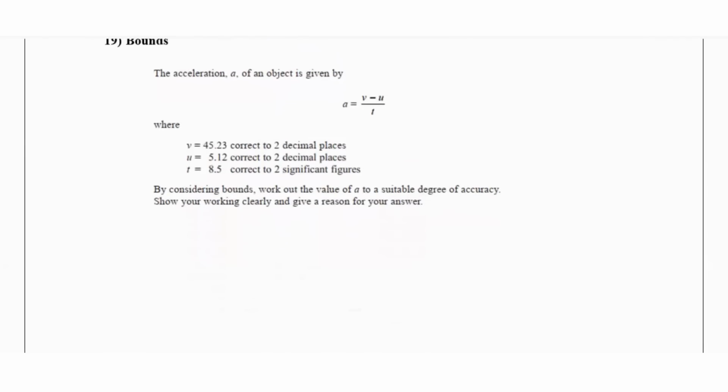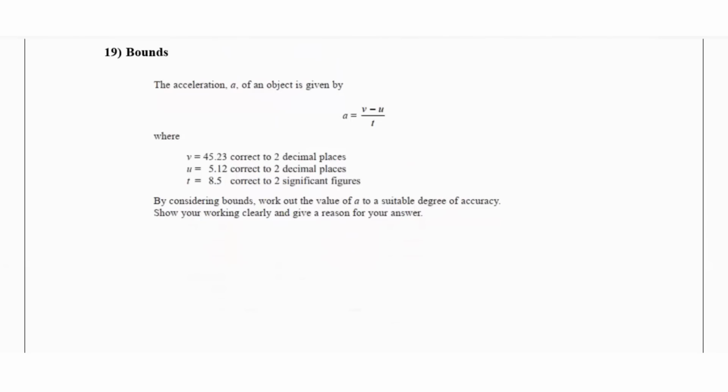Then the acceleration A of an object is given by A equals V minus U over T, where V is 45.23 correct to 2 decimal places, U is 5.12 correct to 2 decimal places, and T is 8.5 correct to 2 significant figures. By considering bounds, work out the value of A to a suitable degree of accuracy, show your working clearly, and give a reason for your answer. So first they want us to work out the bounds for A and then give a suitable answer for the value of A.